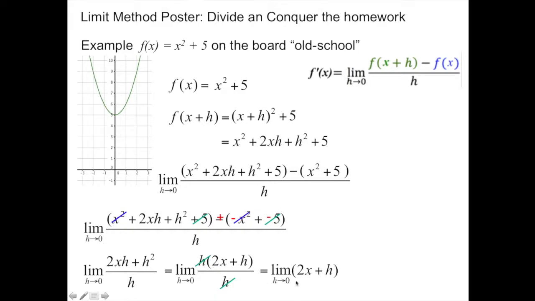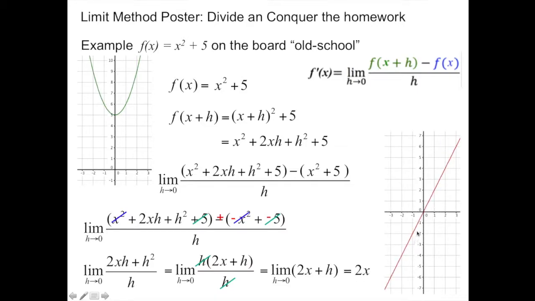Now we're left with the expression 2x plus h. And we can plug in 0 now. That's okay mathematically. So our derivative for the function x squared plus 5 is 2x. So this itself, 2x, is a function. When we take derivatives of functions, we get other functions. So 2x looks like an intercept of 0 and a slope of 2.